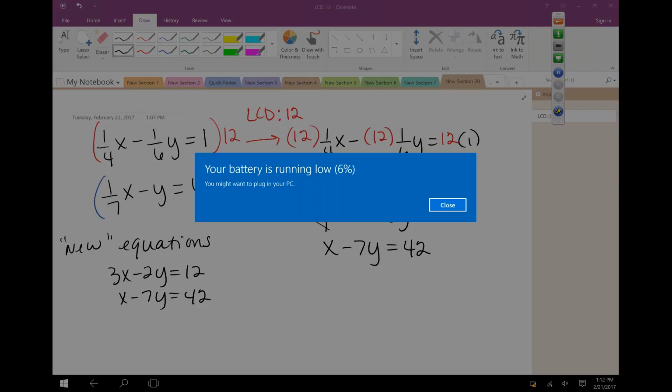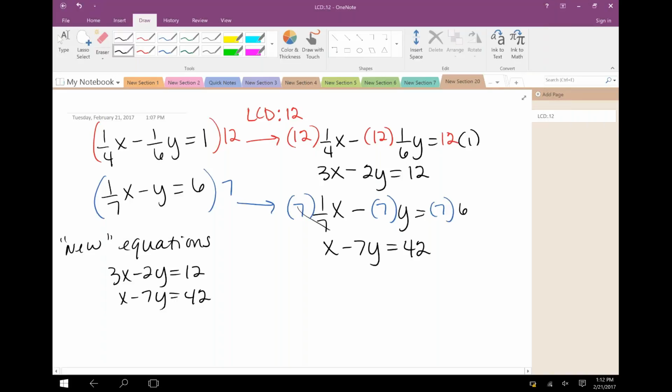Substitution, that's the winner. Okay. Oh, shoot, the battery's low. Let me run and grab my charger.